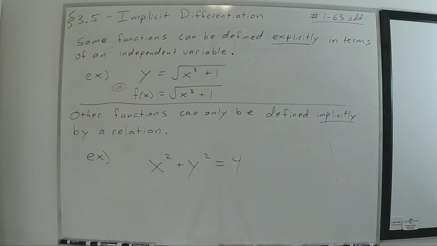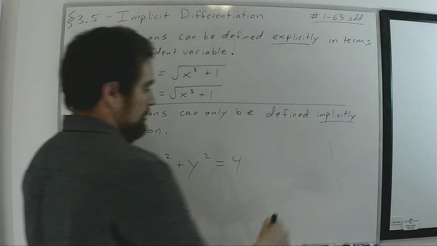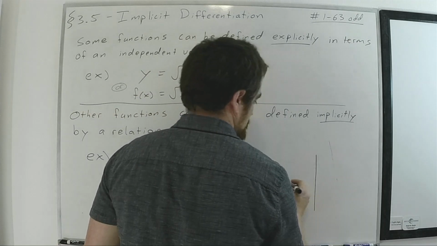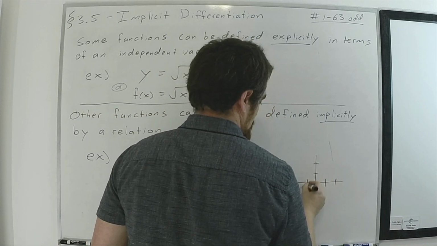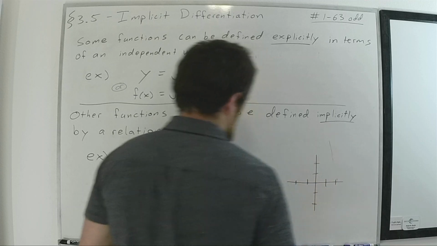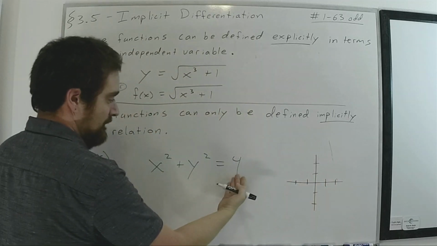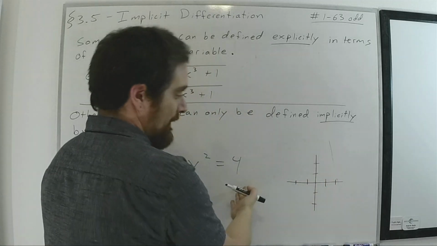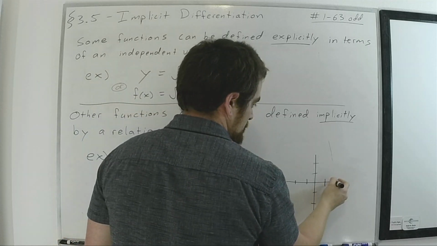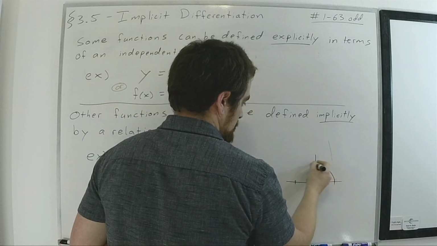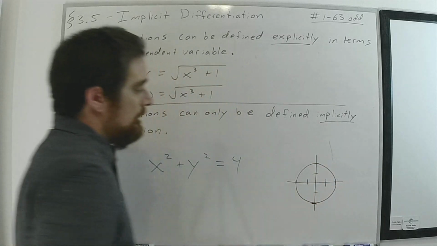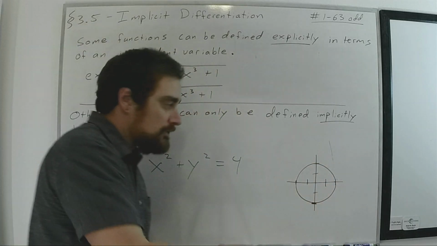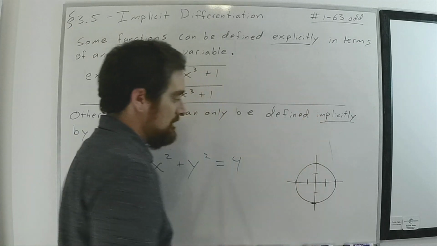So if we would go to try and graph this, it's just a circle with a radius of 2. And we've all seen this before when we graphed our circles, right? It looks like x squared plus y squared is r squared. R squared is 4, so the radius r is just 2. So it's just going to be a circle with radius 2. Now, it's not a function because it doesn't pass the vertical line test.